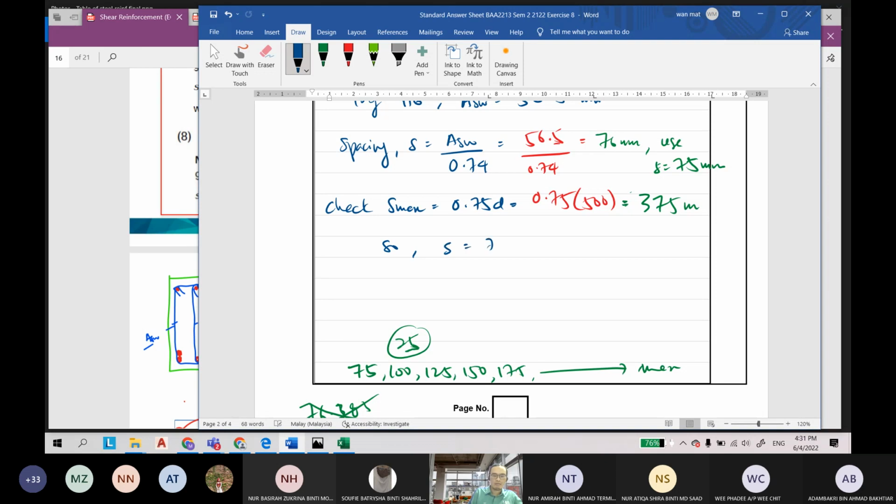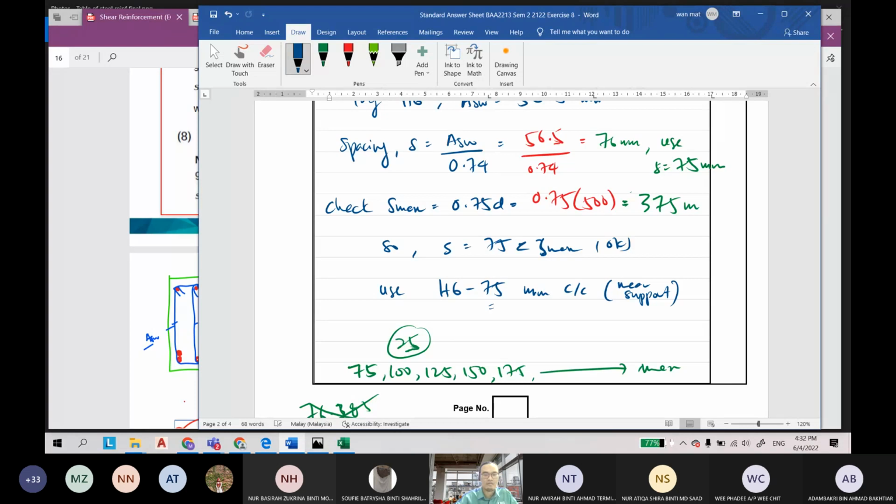S is equal to 75, which is less than S max. So we use H6 at 75 millimeter center to center. C stroke C means center to center. This one is near the support.